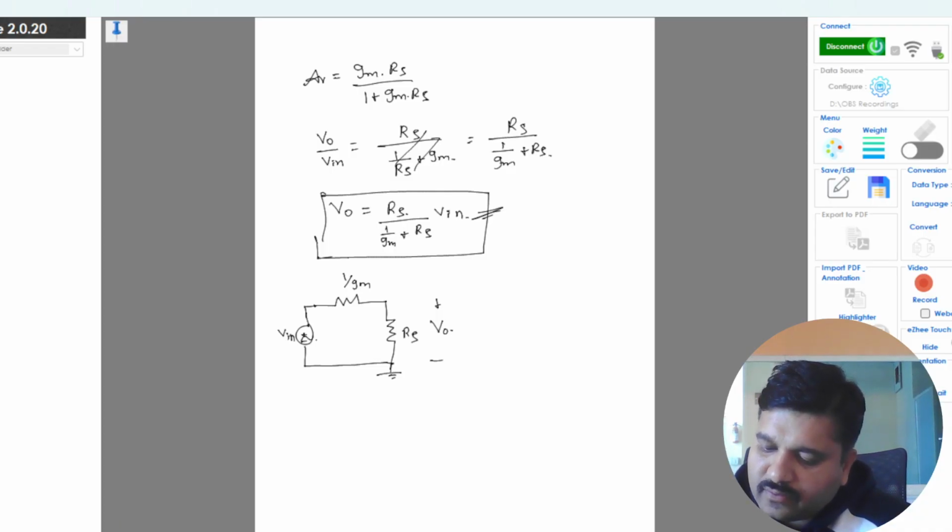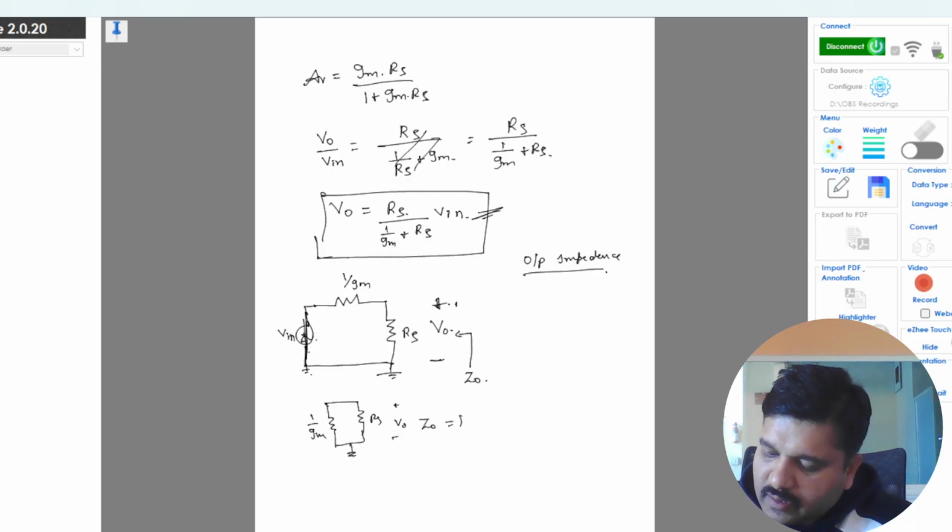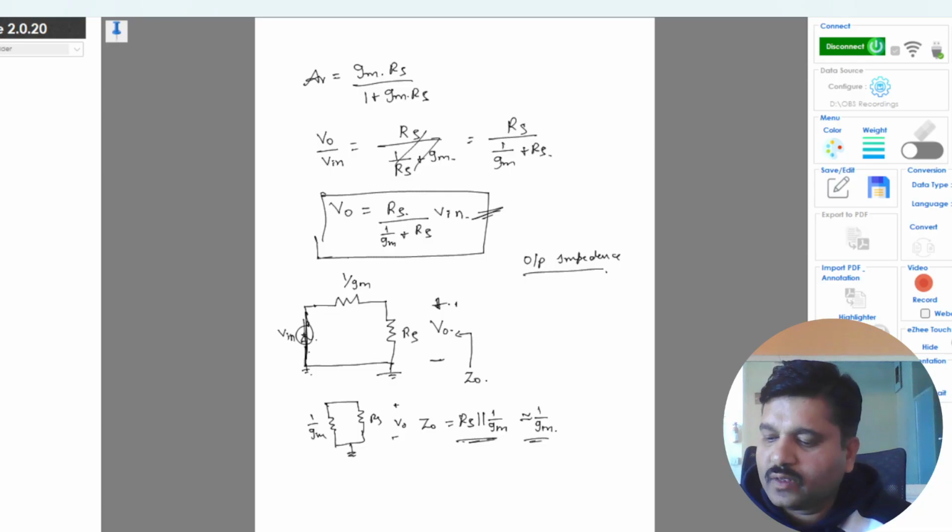So now when we want to determine the output impedance with respect to the output voltage V naught, that is the impedance seen with respect to these two terminals, Z naught. So this will be equal to what? When we are determining the impedance between any two terminals, all the voltage sources are shorted. So this will be RS parallel with 1 upon GM. Okay, this will be shorted. This is connected to the ground anyhow. So Z naught will be RS parallel with 1 upon GM, which is approximately equal to 1 upon GM. So the output impedance is 1 upon GM, which is very small.